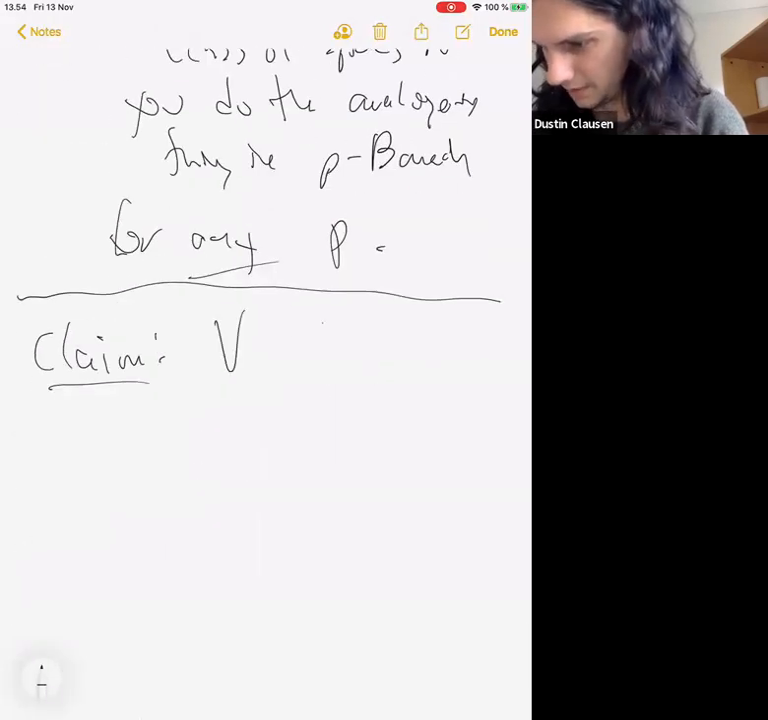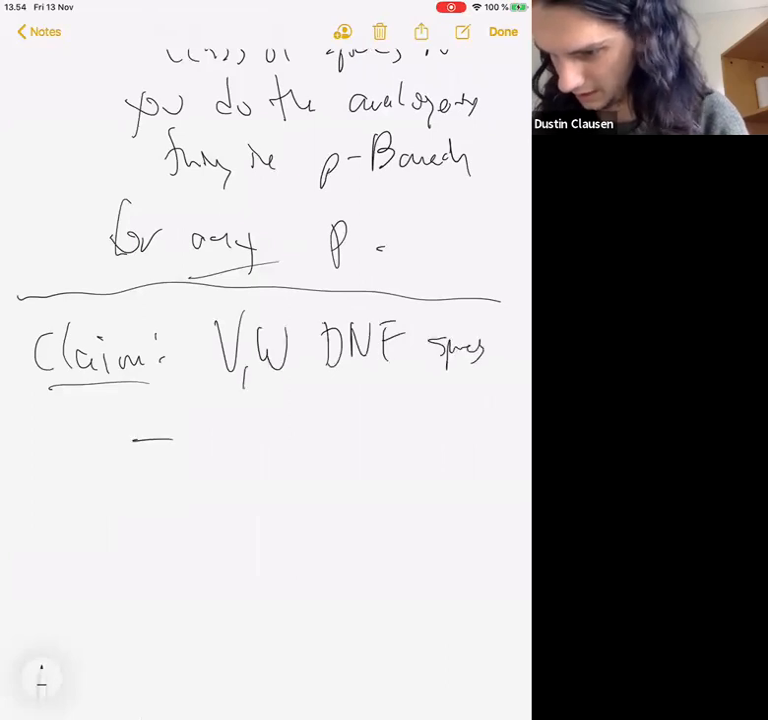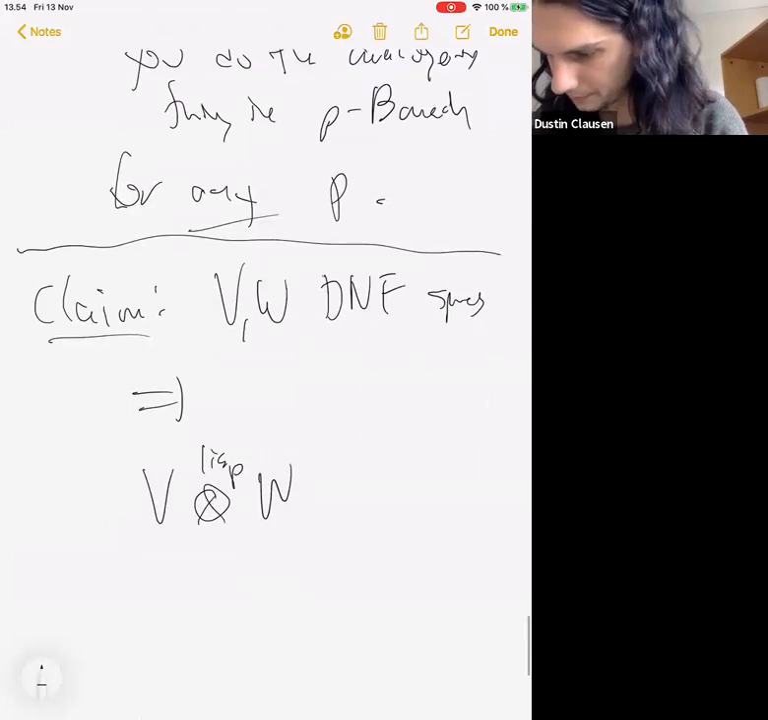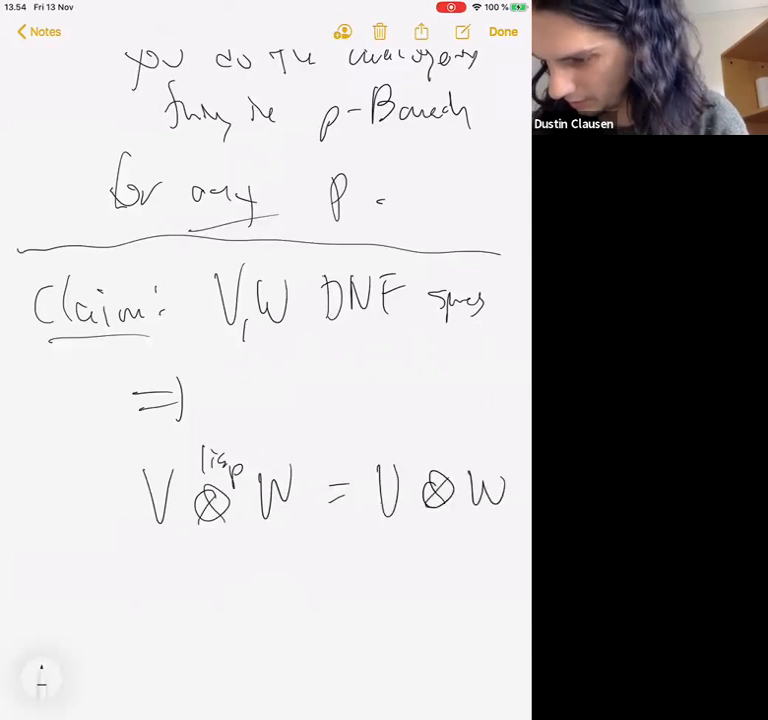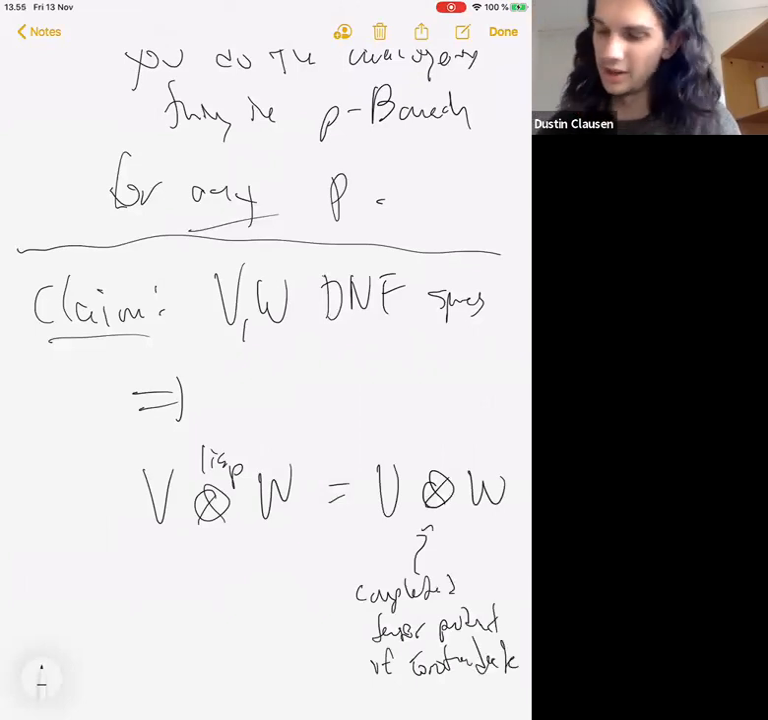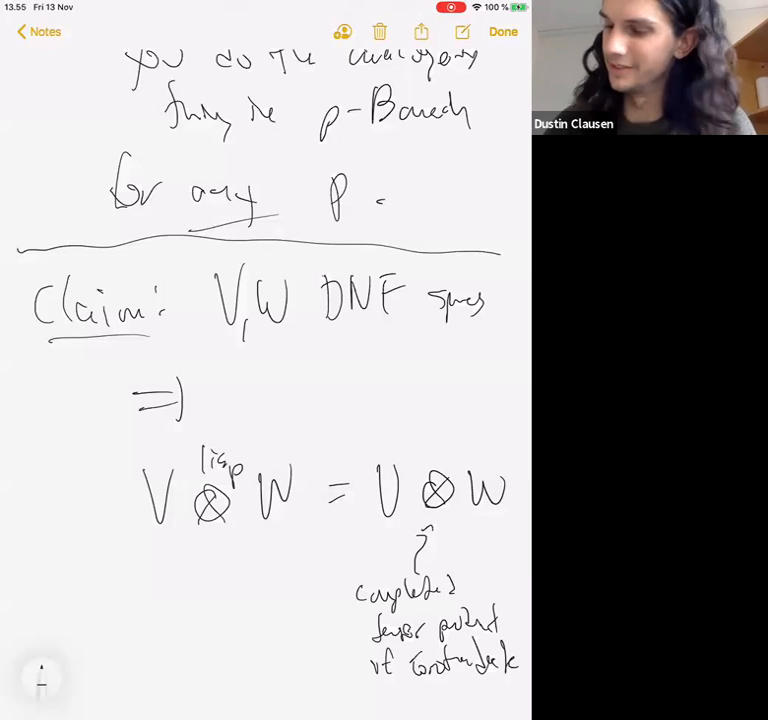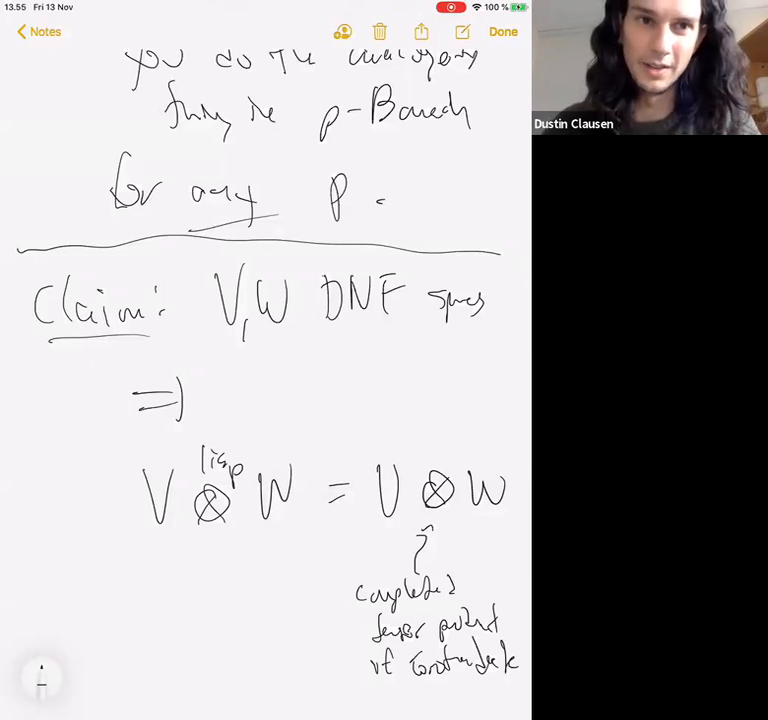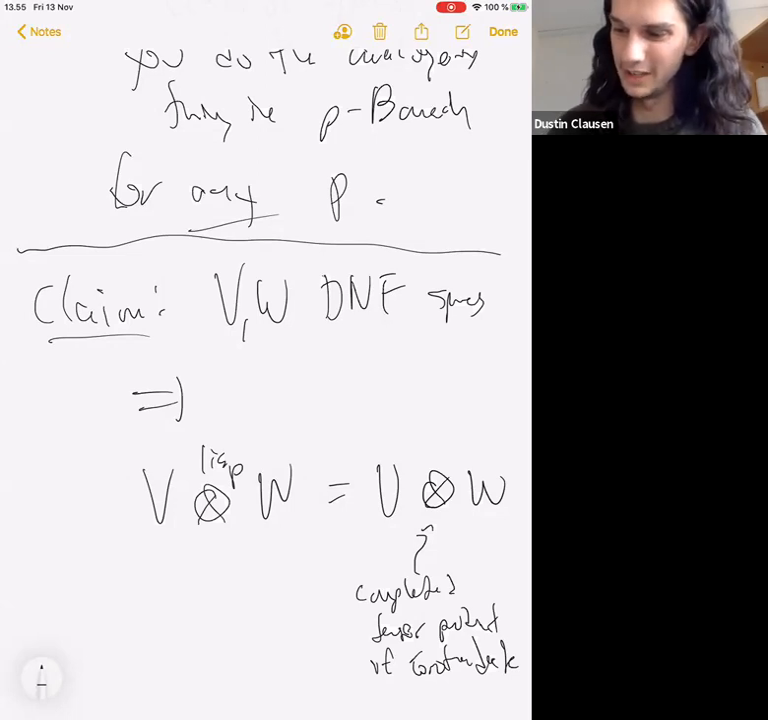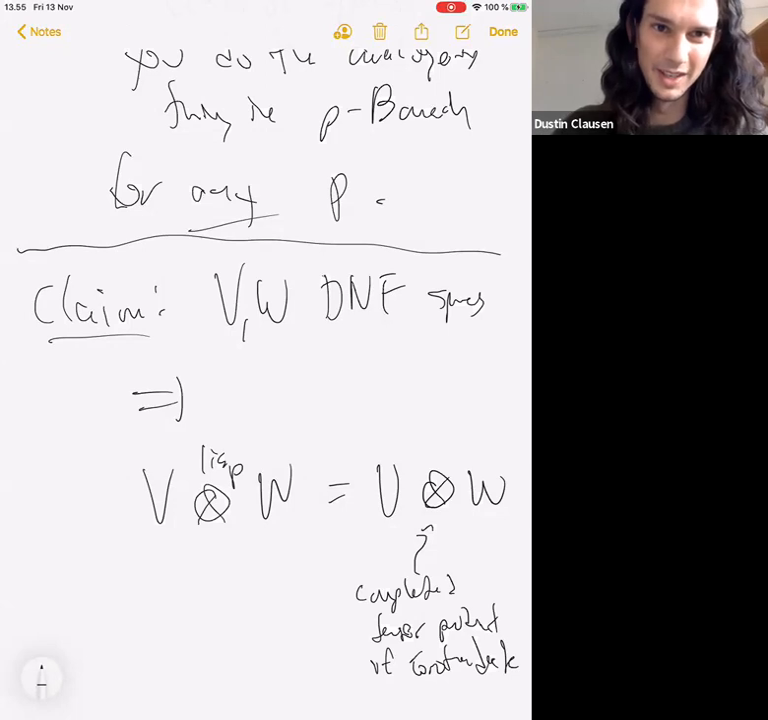So if V and W are dual nuclear Fréchet spaces, then you can check that the liquid tensor product is the same as the usual completed tensor product of Grothendieck. And this is why Grothendieck invented this nuclear concept. There's a million different completed tensor products for Banach spaces, but their natural extension to nuclear spaces are all the same. So this is kind of independent of any choices. So it makes sense that it would also be the same as the thing we defined.